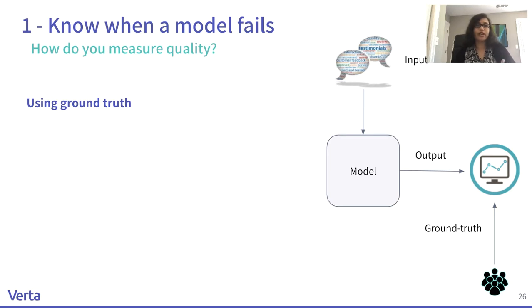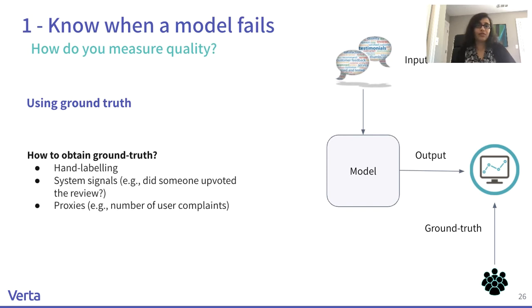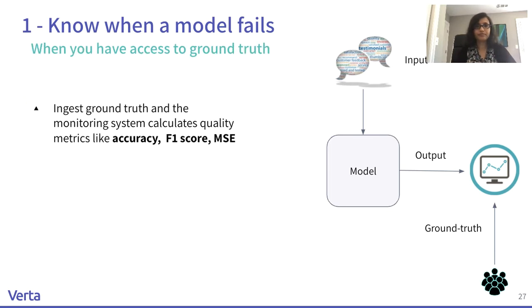Now, how do you measure model quality? You use ground truth. How do you get ground truth? Maybe hand labeling, which is definitely an option. Maybe additionally, you can rely on system signals, like if someone upvoted the review, or proxies like user complaints. So there are different ways to obtain some kind of feedback that helps you calculate quality. So you have access to ground truth, and the ground truth is ingested to your monitoring system that calculates quality metrics. It could be accuracy, F1 score, mean square error, or anything that is relevant to you.